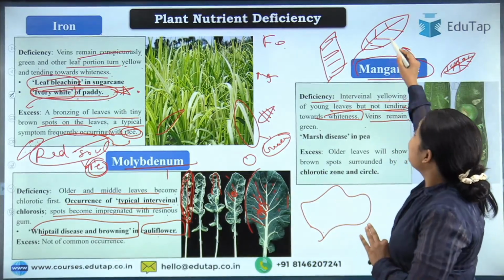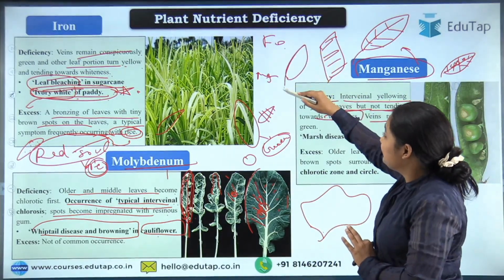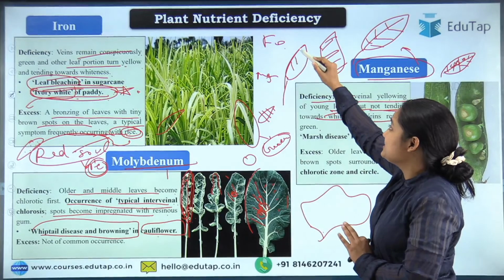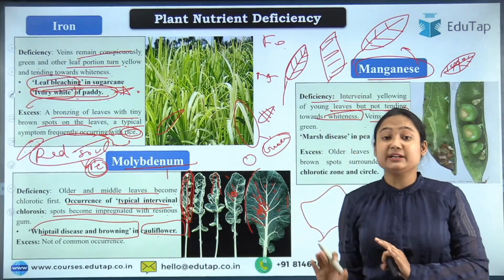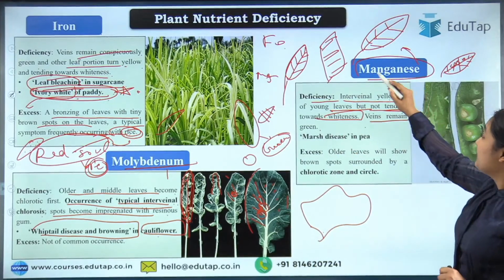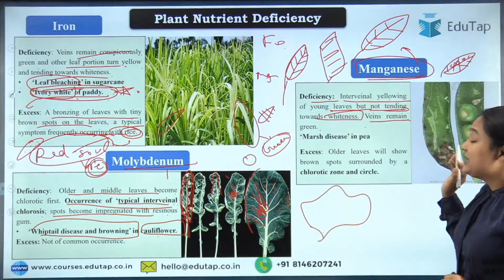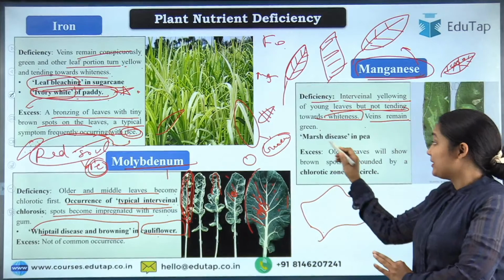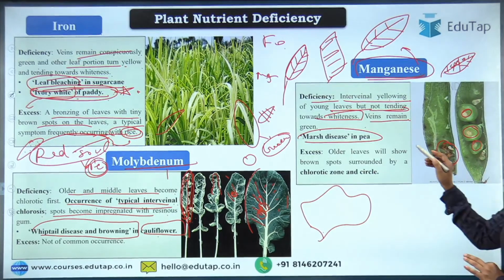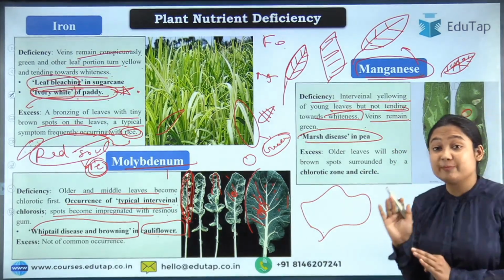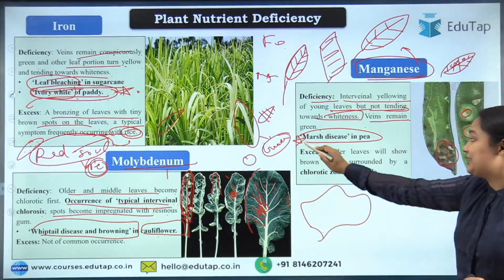Again, if you don't understand, the leaf is there. This leaf will become yellow itself, but the veins will become green or remain green. So you can easily identify the manganese deficiency. Then an important thing that we should remember is marsh disease in pea. As you can see, these structures grow in the pea, and that is called marsh disease of pea. Very important for your NABARD examination.